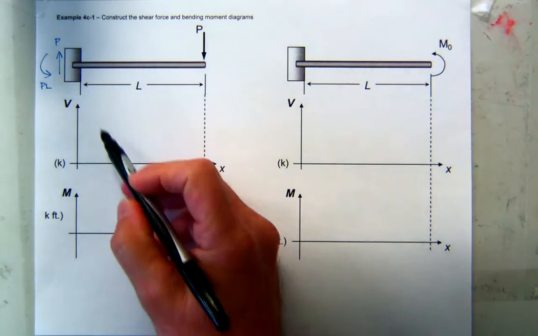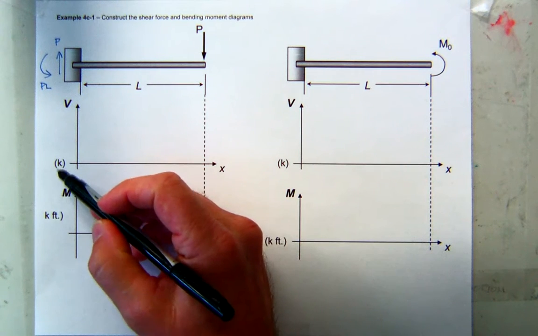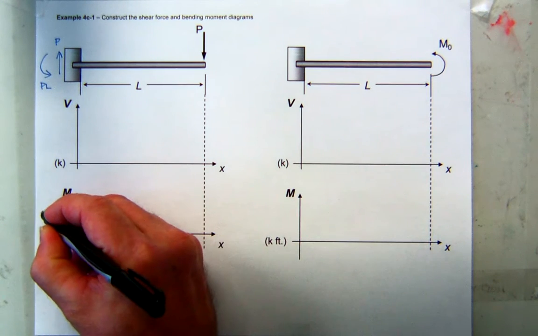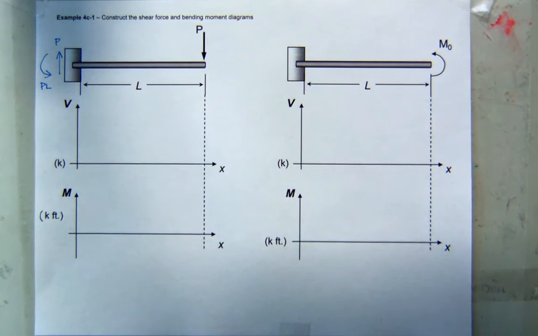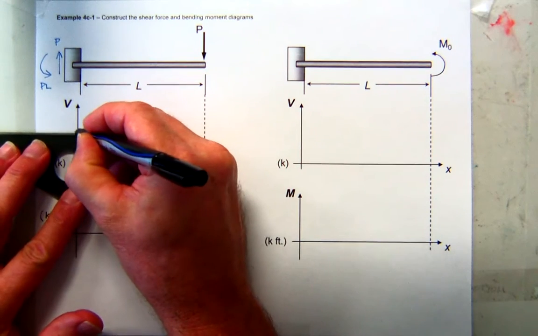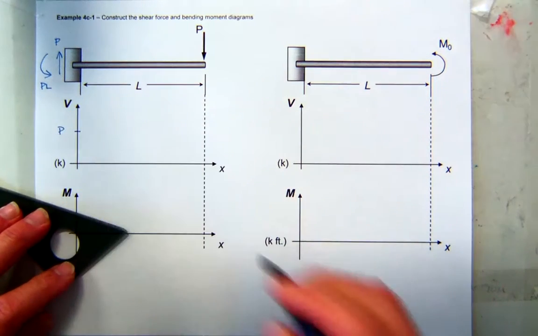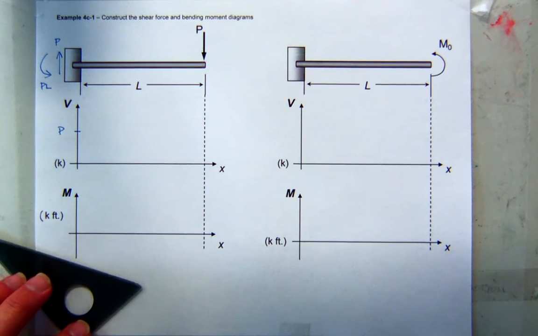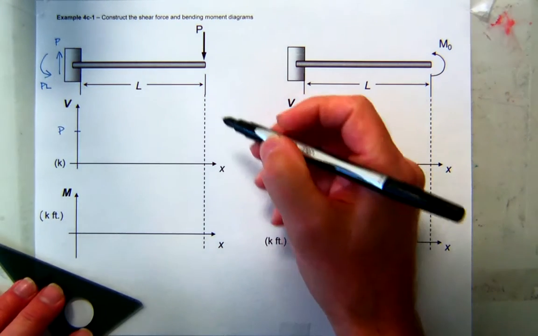So let's draw our shear diagram. I think these are going to be in kips and kip feet. So what's my starting shear force? P. So I'll mark it there. P. Now, since we're here, let's talk about this for a little second.